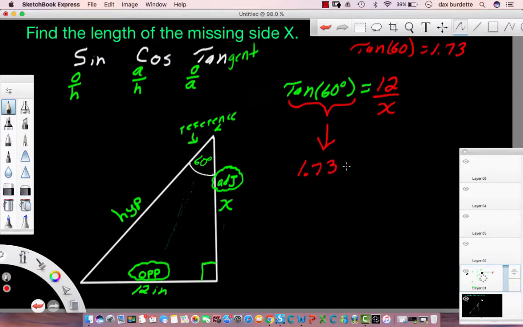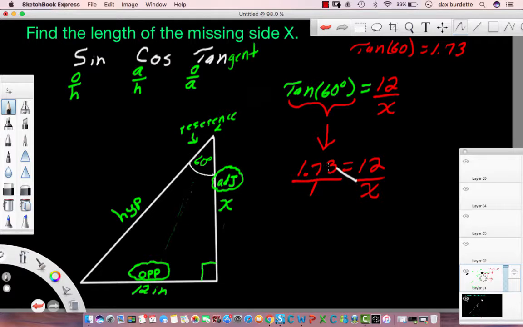1.73 is equal to 12 over x. Well, simply, we can write 1.73 as 1.73 over what? 1. Since this side is set up as a ratio, we can set this side up as a ratio too, 1.73 over 1. So now we have, which may look very familiar to you, a proportion. All we have to do now is solve this proportion equation.